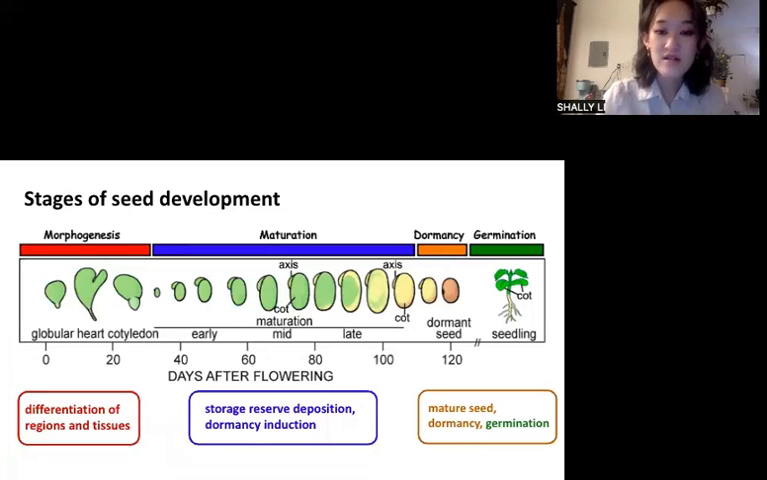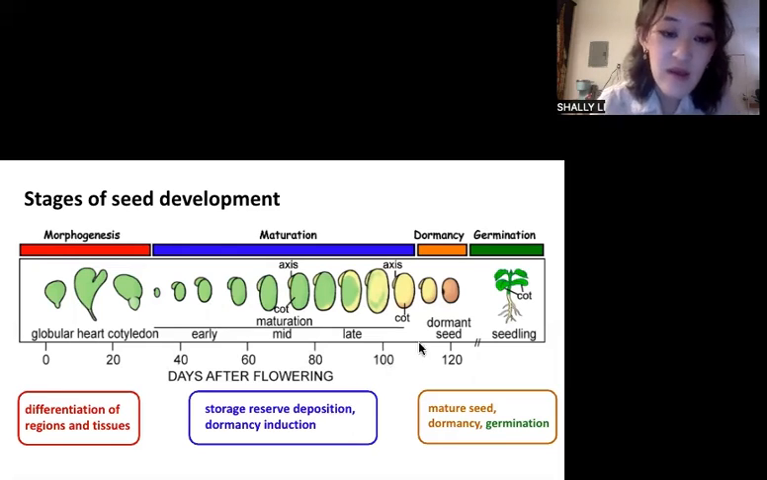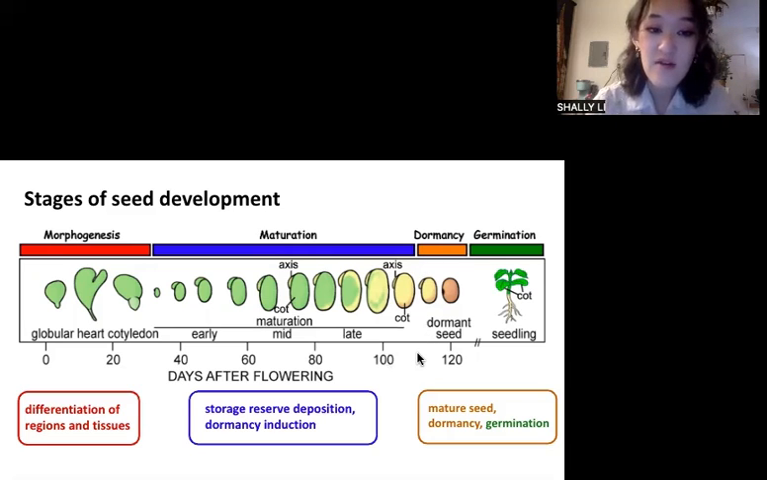So looking at the development of a seed, these are the major stages. The first 3 stages, the globular, heart, and cotyledon stages, is where morphogenesis of the seed occurs. So the differentiation of all the different regions and tissues in the seed. The next 3 stages, early, mid, and late maturation, is when storage reserve deposition occurs. So lipids, oils, and proteins accumulate as the seed matures. And by the end of our maturation stages, we have a dormant seed that can remain in this dormant stage until the conditions are right for germination.